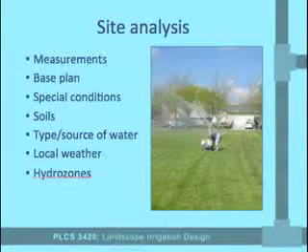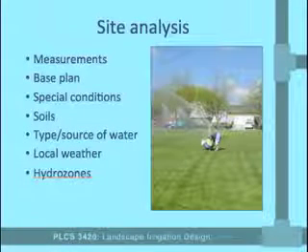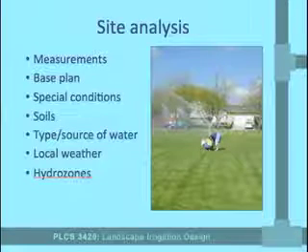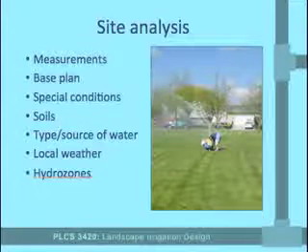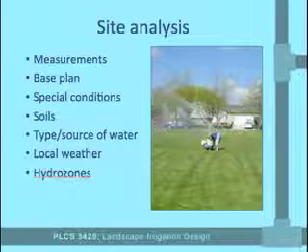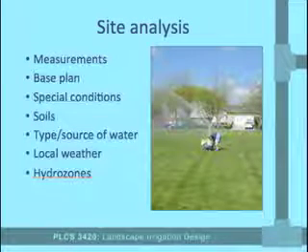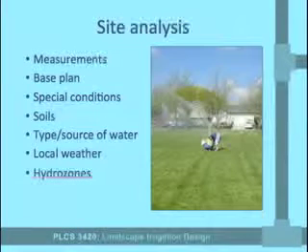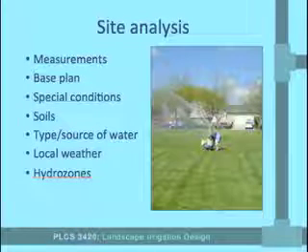The information gathered through site analysis includes measurements of the site, the development of some kind of a base plan of the site, notations about special conditions, soils, the type and source of water available, local weather conditions, and then hydrozones that are planned for the landscape.